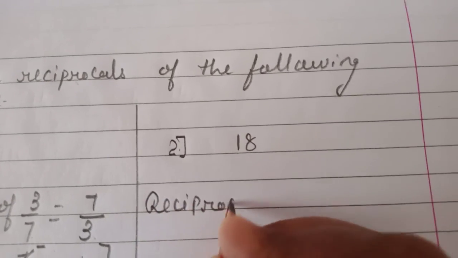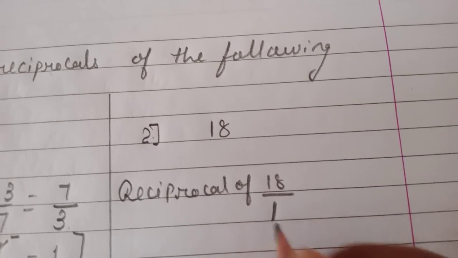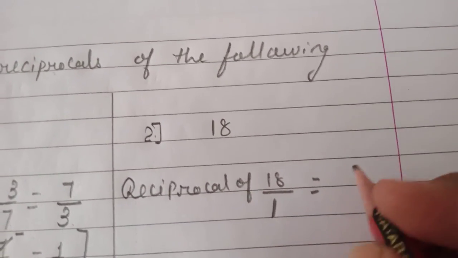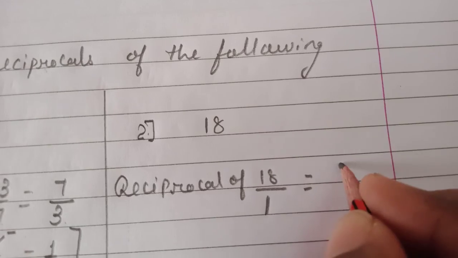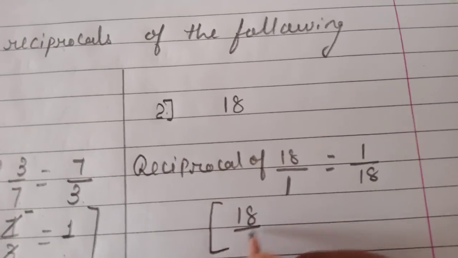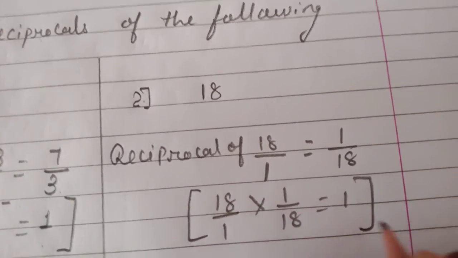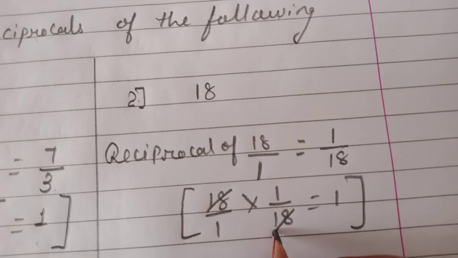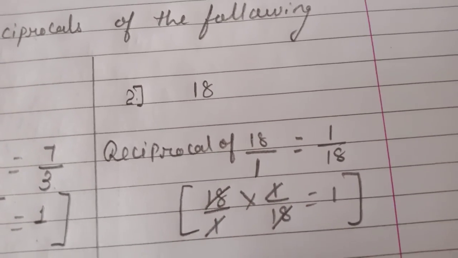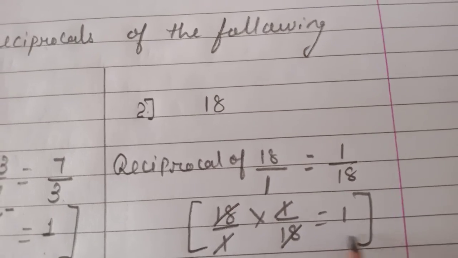Okay. Now number 2, 18. So reciprocal of 18. In denominator nothing is given, so we will keep 1. So what is the reciprocal of 18 upon 1? We will write 1 upon 18. So 18 upon 1 multiply by 1 upon 18 equal to 1. Here also numerator and denominator have the same number, so they will cancel. So we will get answer 1.